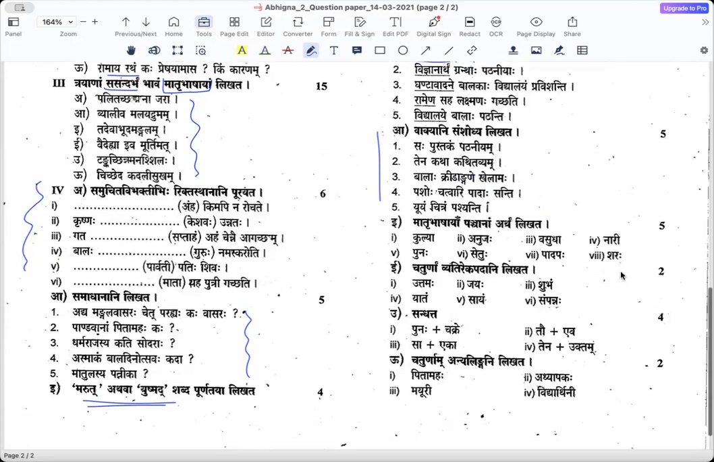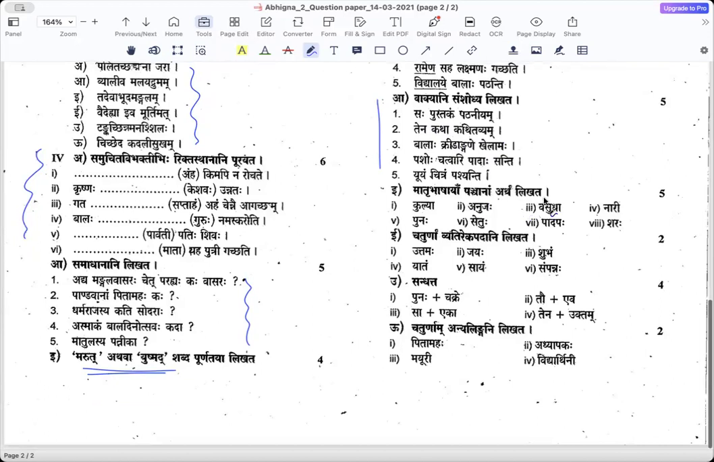That's why. Next is Matribhashayam Panchanam Artham Likhata. You can give Pariyayavachi Shabda in Sanskritam or in English or Matribhasha. So this has a choice of 5 out of 8. Chaturnam Vyatirekapadani Likhata. Vyatirekapadam, I think there is a section in Samskrita Rachana also where there is a lesson from where they have picked out these words to give antonyms, vyatireka padani.